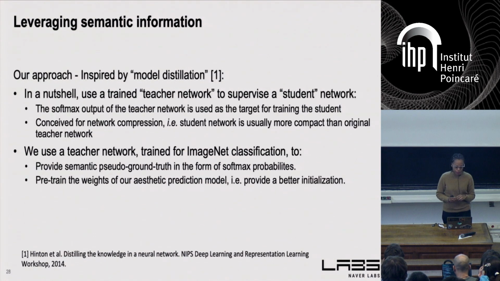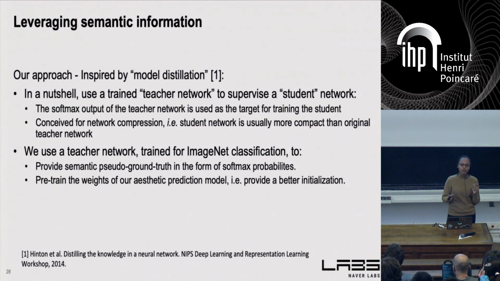So we tried a different approach to this, which was inspired by model distillation. For those of you who may not be aware, in a nutshell, what model distillation is trying to do is to take a network, you can call it a teacher network, that's already been trained for some task and does that task quite well, and then use that teacher network to supervise another network, which you can call the student network, okay?